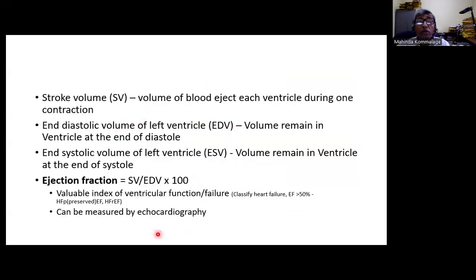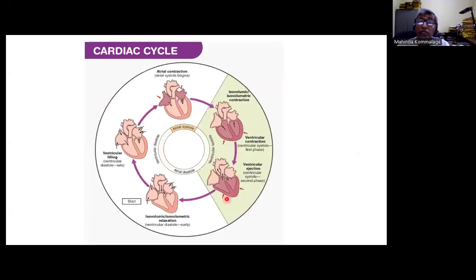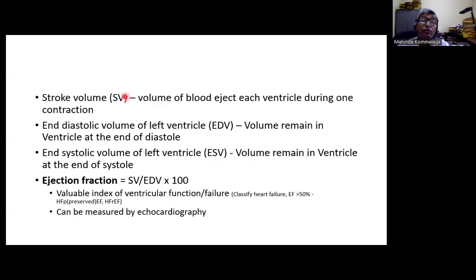And now I will explain a few important terms. Stroke volume. Stroke volume is the volume of blood ejected from each ventricle during one contraction. As an example, with the ventricular ejection, some volume will push to the aorta. Some volume will push to the pulmonary artery. Of course, the volume is the same. Right side and left side have a pressure difference, but volume wise, the volume is the same. So that volume pushed in one contraction, we call stroke volume.